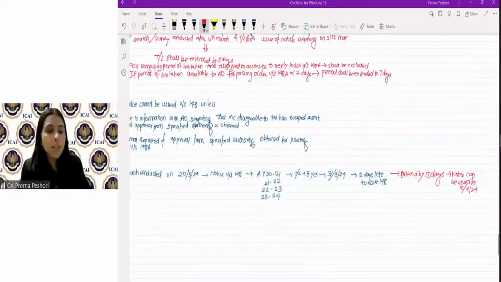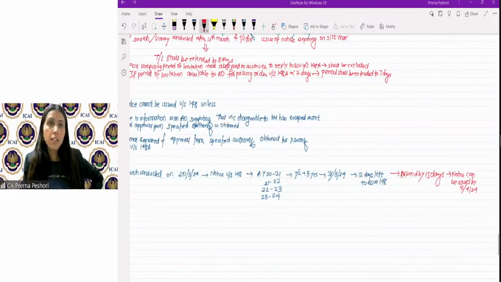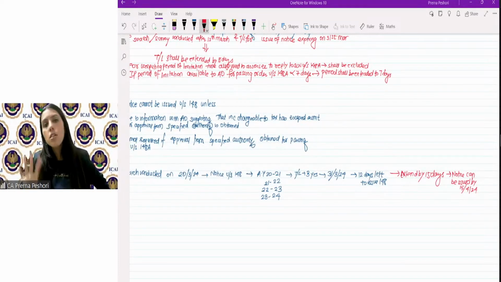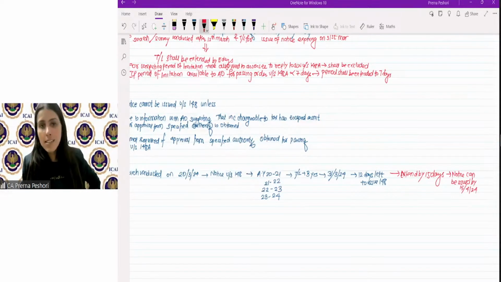Now, another last point in 149 notice. What is that point? This is very, very important, students. Be very careful over here. I told you that there was a different scheme of reassessment prior to Finance Act 2021. Now we have a time limit of 3 years and 10 years. Earlier, there used to be a time limit of 6 years, not 10 years. We have a 10-year window now.